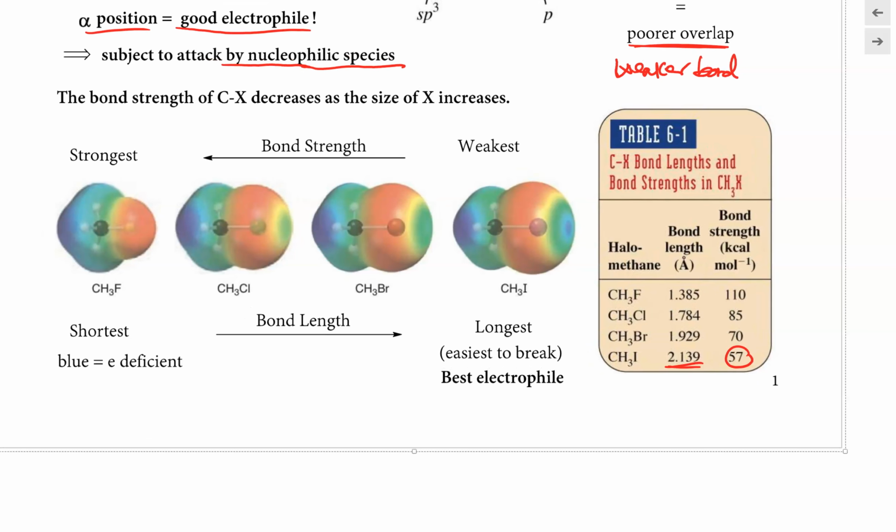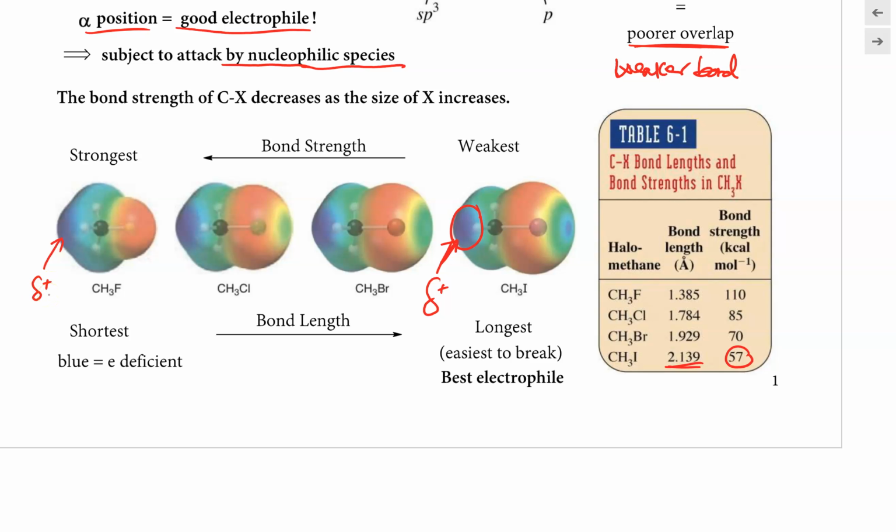Okay, and this diagram right here is showing the electrostatic potential map of the different haloalkanes. In this case, we can see that iodine is the biggest one, while fluorine is the smallest one. Now, notice the electropositive region on this carbon right here. Even though it may be a little bit difficult to see, the carbon connected to the iodine is somewhat more partially positive compared to the one connected to the fluorine.